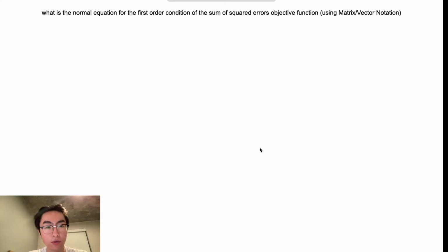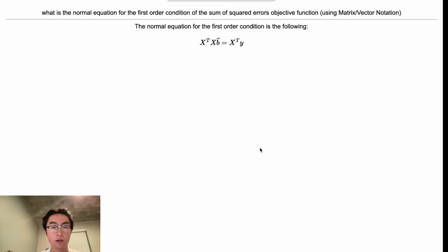What is the normal equation for the first order condition of the sum of squared errors objective function? So I think this is X transpose X is equal to X transpose Y. Oh, X transpose B. Okay.